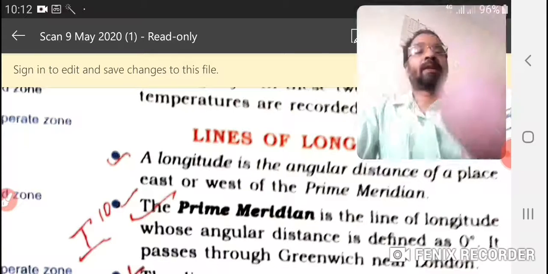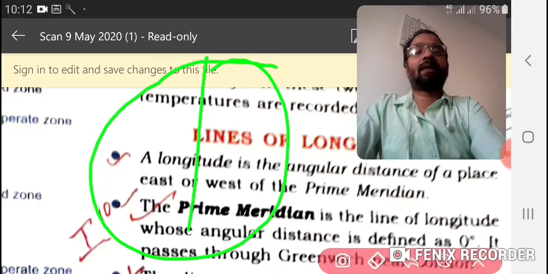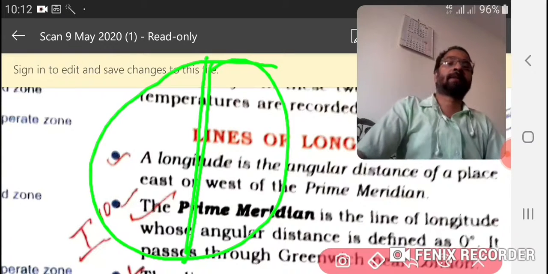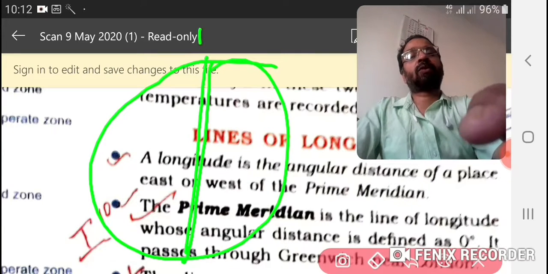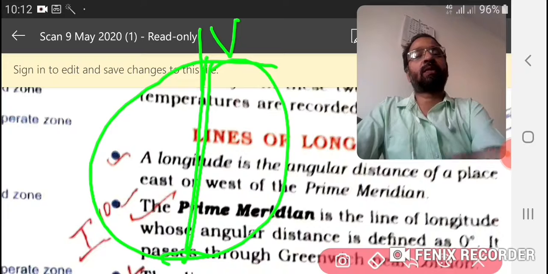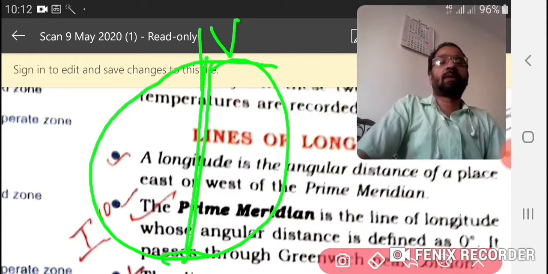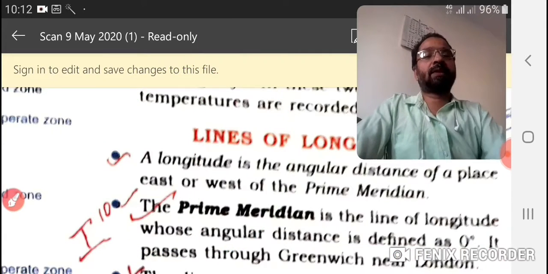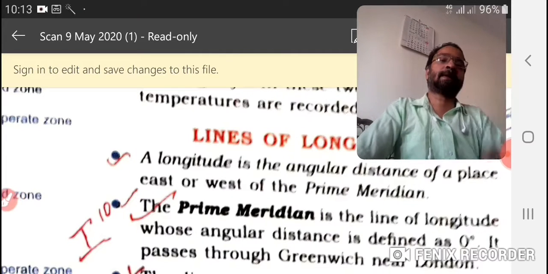About the prime meridian, you see this is the central line. It passes from the north pole to the south pole, and this is the basic line of longitude. This line has another name, the Greenwich meridian, because this line passes through Greenwich near London.